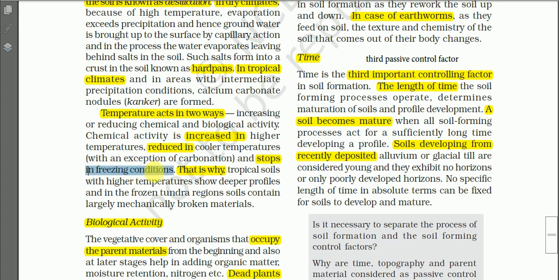So this chemical reaction stops in freezing conditions, and that is why tropical soils with higher temperature show deeper profiles, and in the frozen tundra region the soil contains largely mechanically broken materials. That means the soil is not matured; it contains big fragments of rocks.